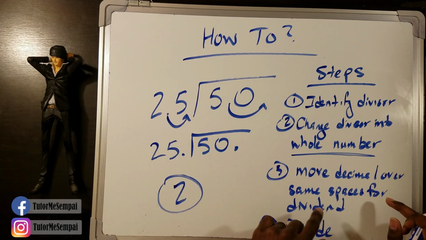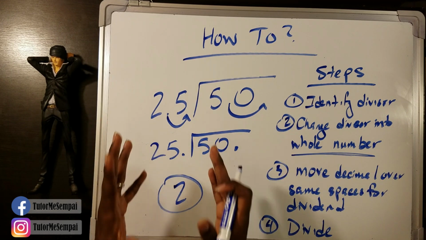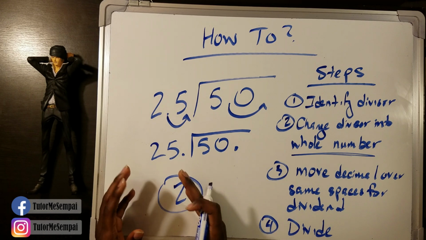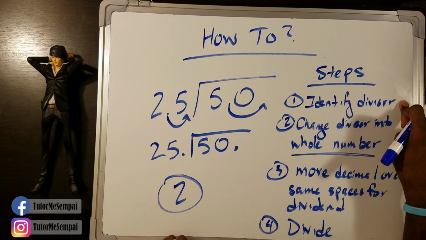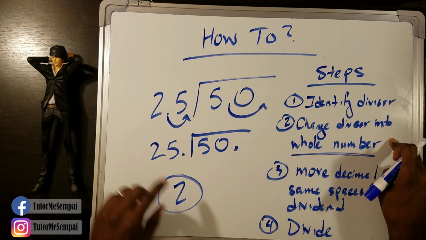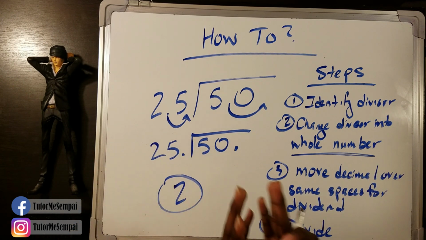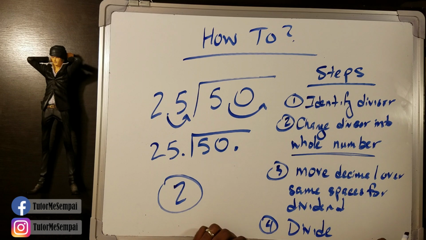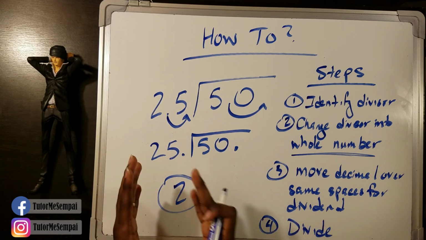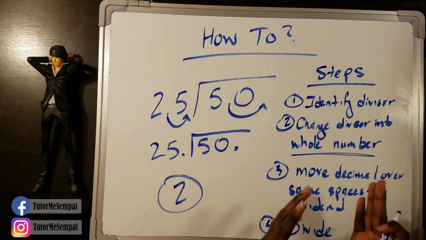Although you will manipulate your dividend, you have to manipulate it according to what you did for your divisor. So identify your divisor, then change the divisor into a whole number. We're going to shift it over as many spaces as we need in order to get a whole number. Now, whatever you did for the outside, you have to do for the inside.